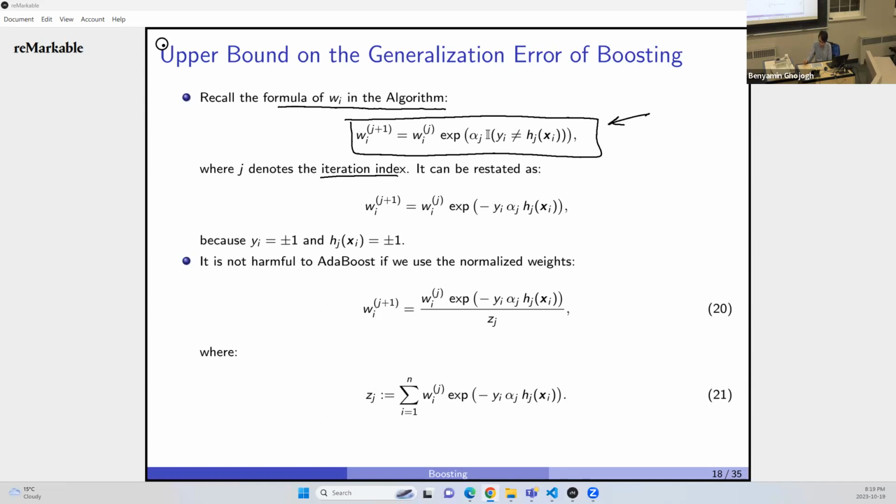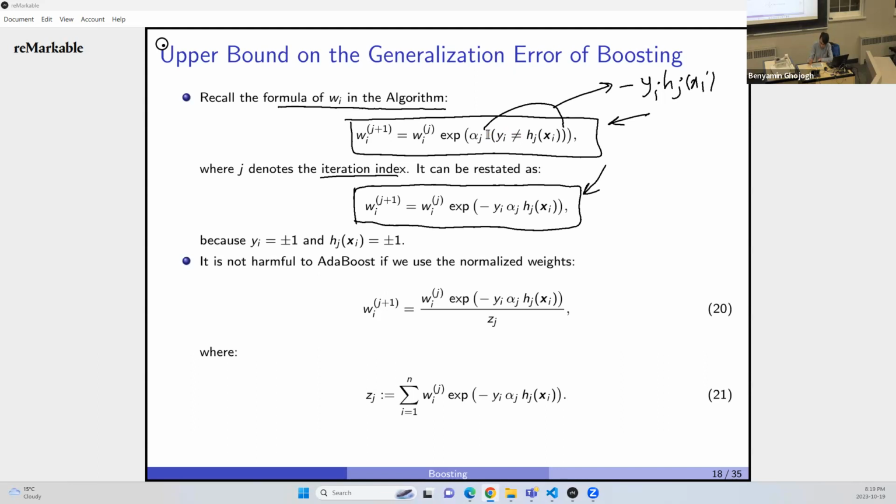Do you agree that I can write this as this? What is the difference of these two? Here, rather than this, I'm writing minus YI HJ XI. We already talked about it several slides ago, that this indicator function is equivalent to this because YI and HJ are either +1 or -1. So I wrote it as this. And then what happens? It is not harmful to AdaBoost if we use normalized weights. Okay, let's normalize the weights by ZJ. What is ZJ? It's exactly the summation of the numerator over all cases.